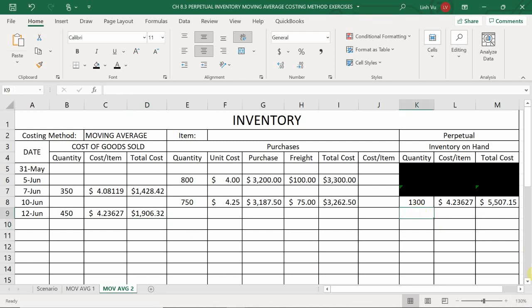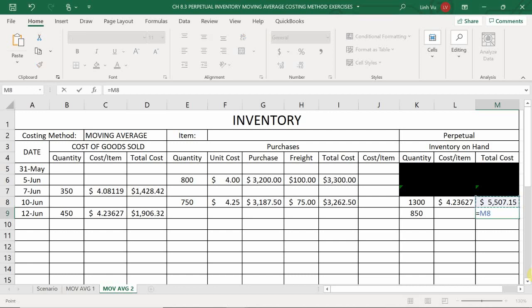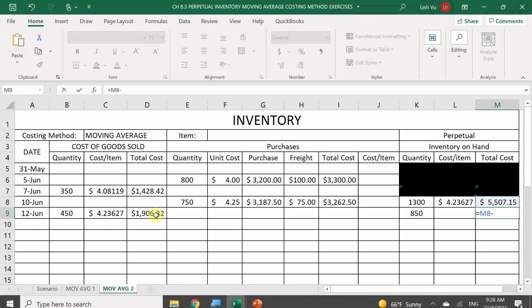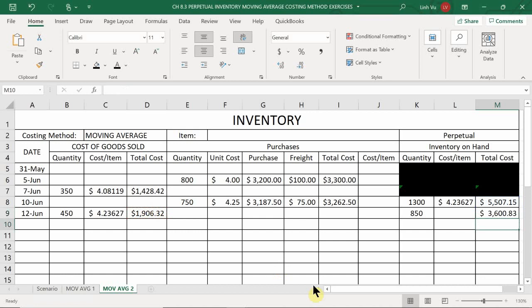So again, I'm going to update my inventory to show me that I now have only 850 units left. Okay, at a new total cost of $3,683, which brings my average cost per item to be 4.23627. So this one has stayed the same.